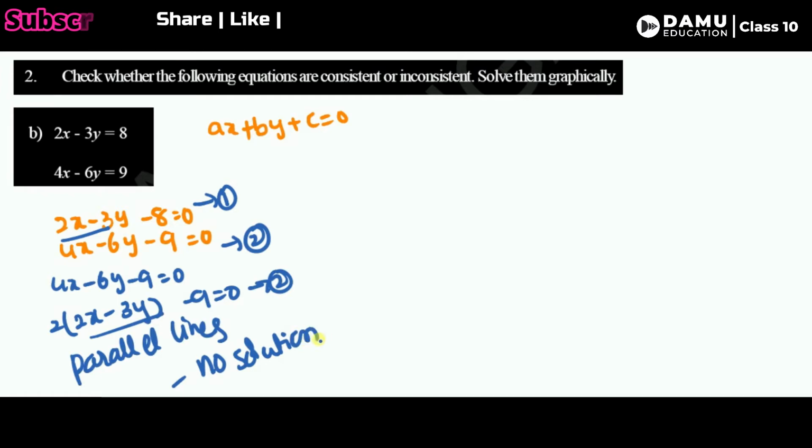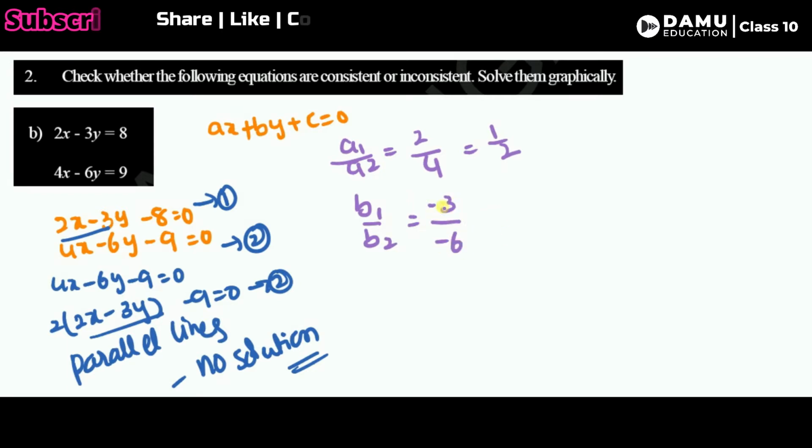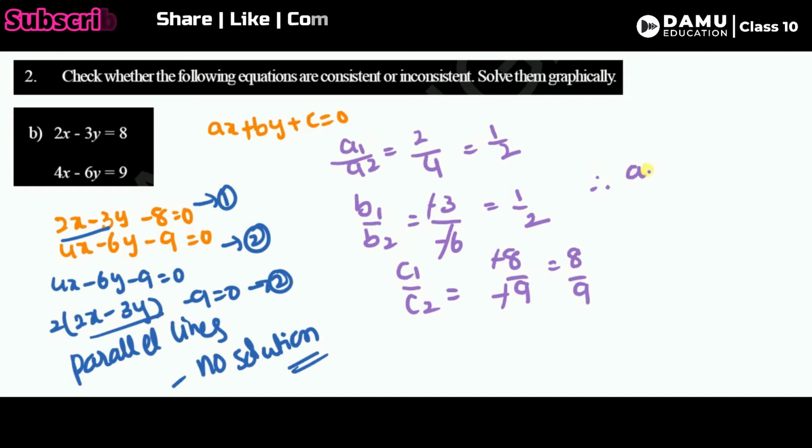Or otherwise, you can prove this by a1 by a2. So a1 is equal to 2, a2 is equal to 4, that will be equal to 1 by 2. Then b1 by b2: b1 is minus 3, b2 is minus 6, minus minus will cancel, so 3 ones are, 3 twos are, that is 1 by 2. Then c1 by c2 will be equal to minus 8 by 9. Minus minus will cancel, then 8 by 9. Therefore a1 by a2 will be equal to b1 by b2, and that will not be equal to c1 by c2.